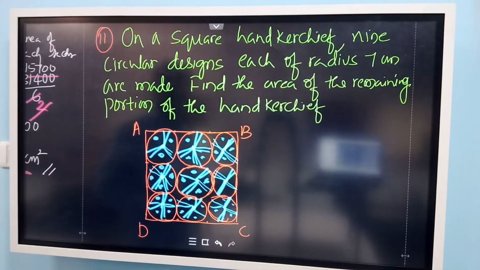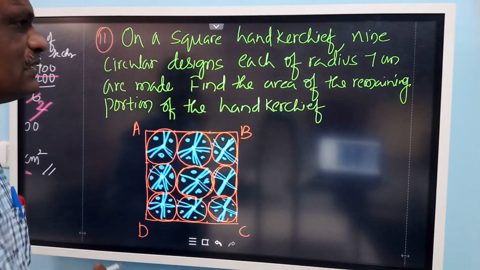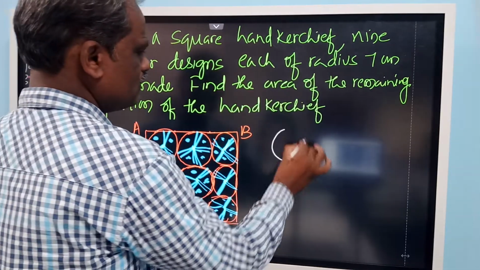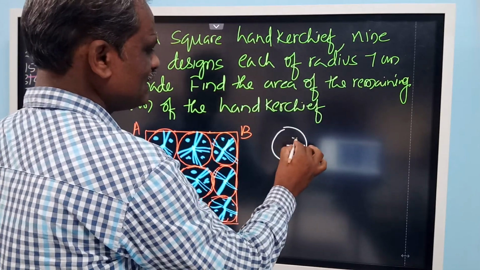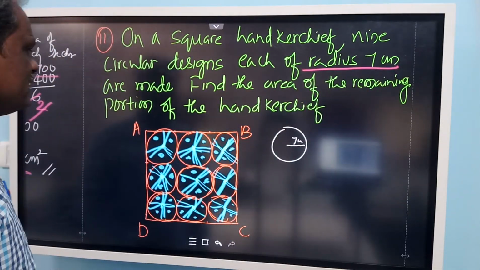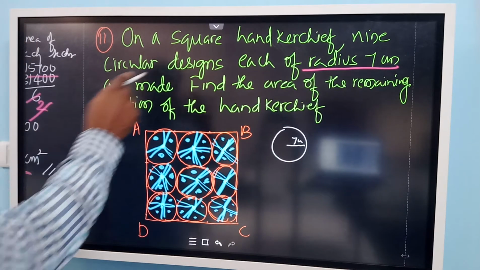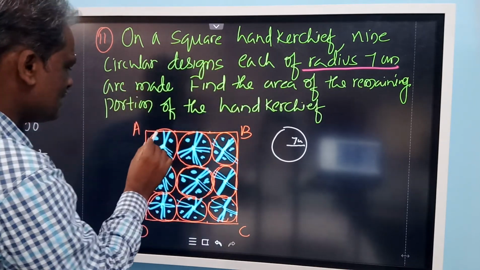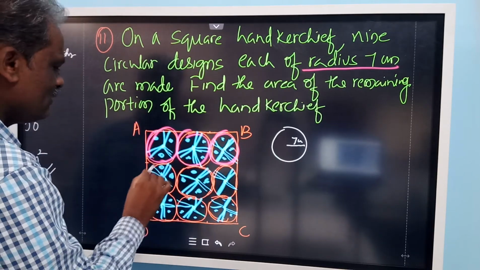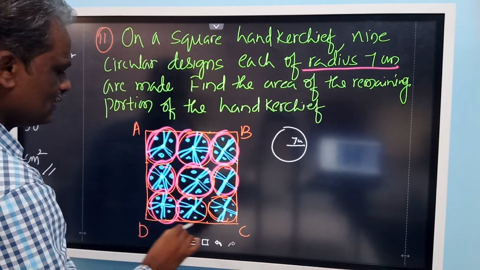Look at this question now. On a square handkerchief, 9 circular designs, each of radius 7 centimeter. So there is a circular design, the radius is 7 centimeter. Radius given, it is 7 centimeter. Find the area of the remaining portion of the handkerchief. That means on a square handkerchief, 9 circular designs. These are all designs. This is one design, this is another design, so third design, like that. We have 9 circular designs on this kerchief.